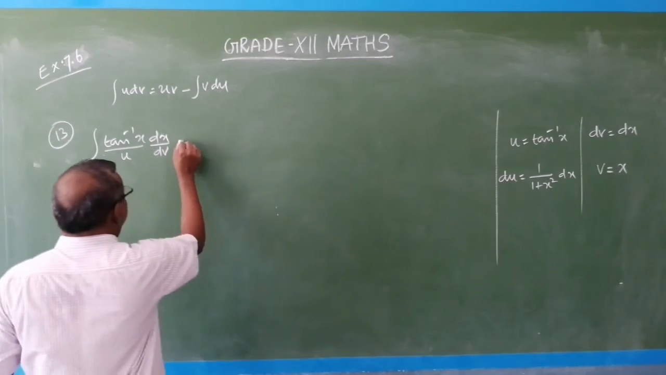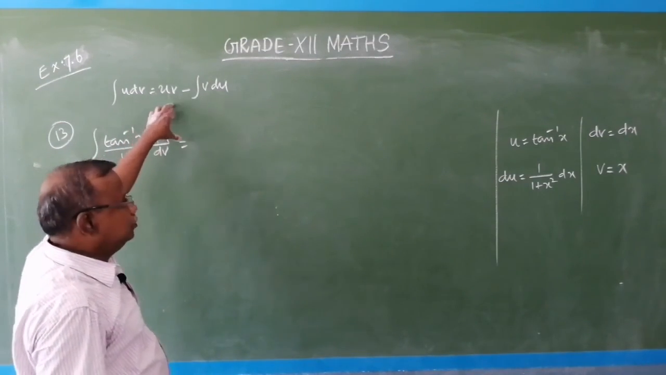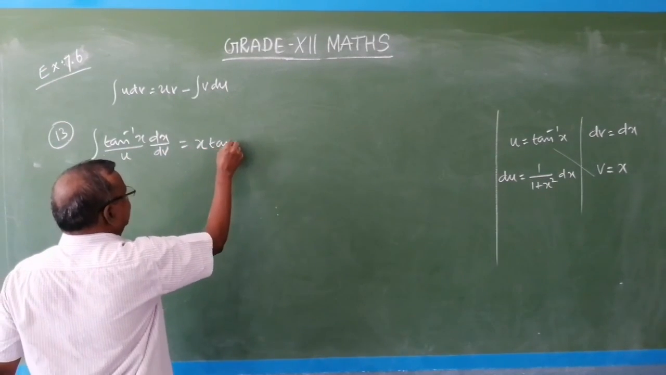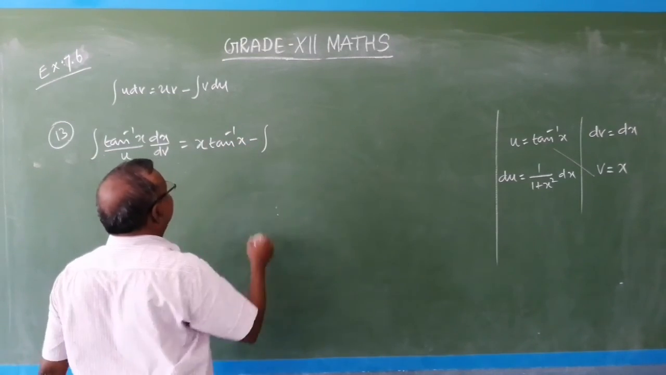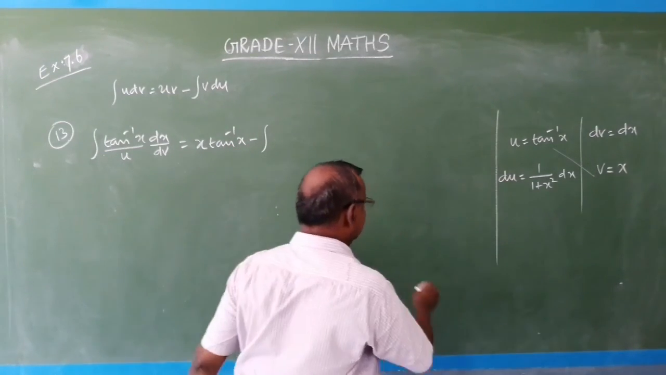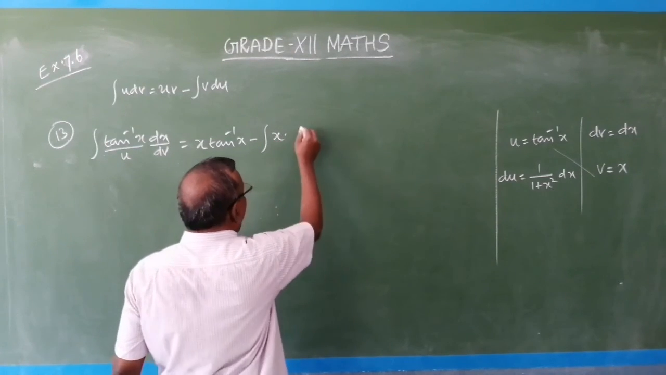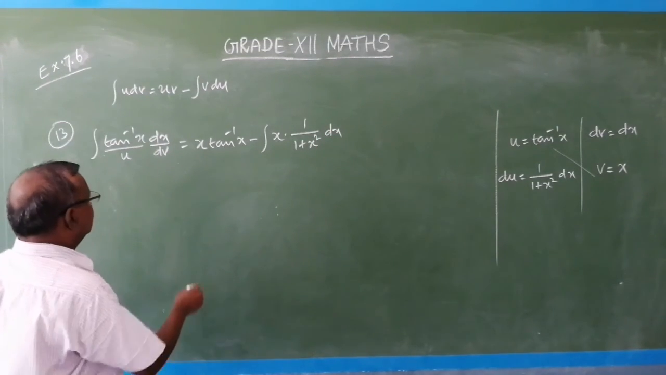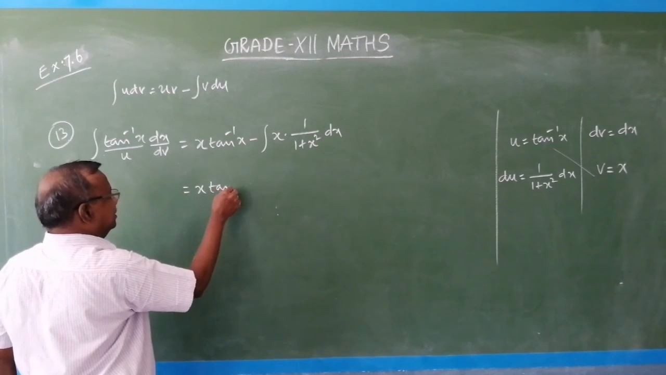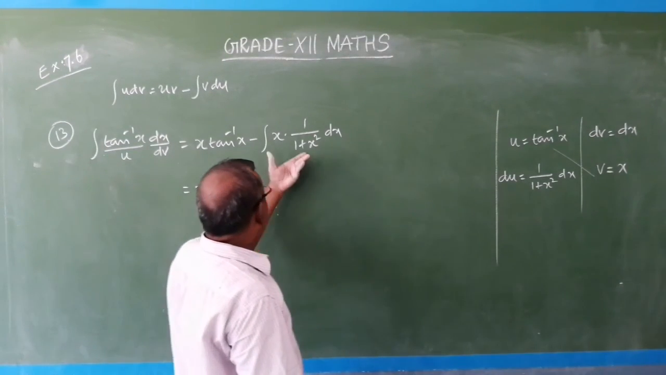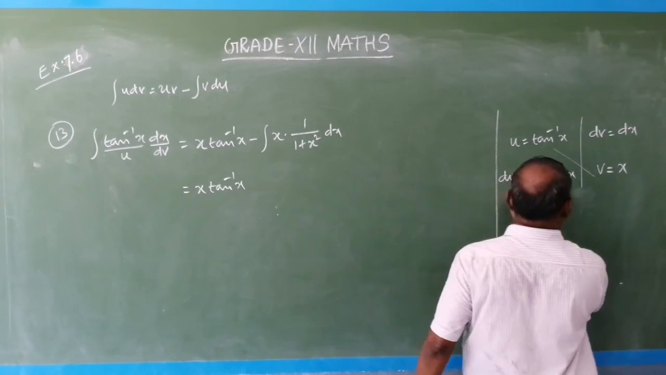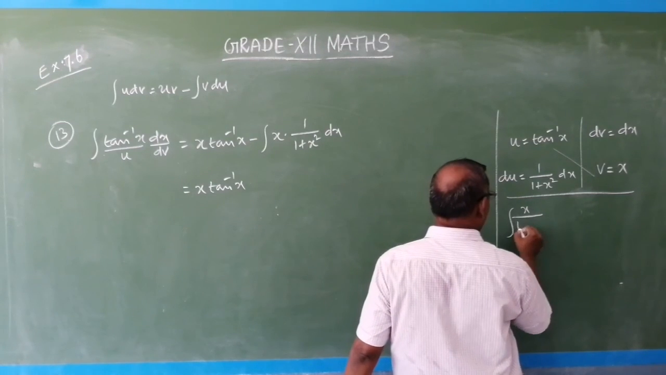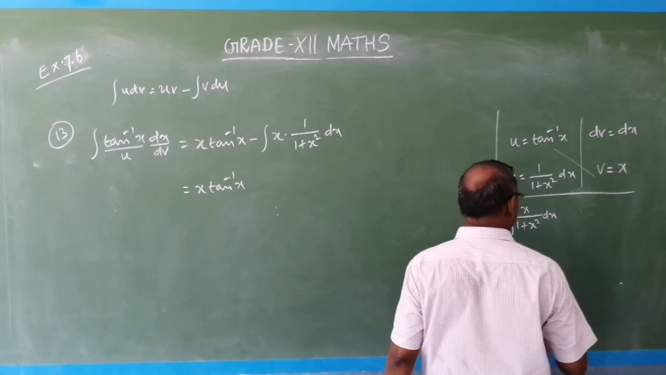Now this is equal to integral u dv equal to uv means x into tan inverse of x. So it is x into tan inverse of x minus integral v du. V means x into du means 1 by 1 plus x square into dx. So this is equal to x into tan inverse of x, and consider this part. This part is integral x by 1 plus x square into dx.